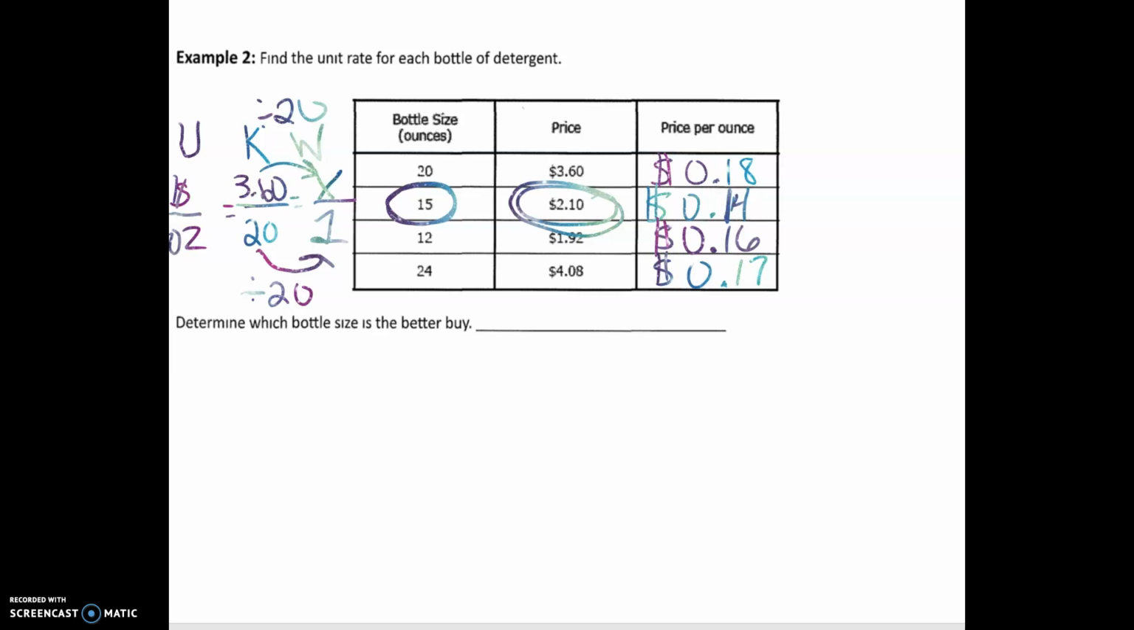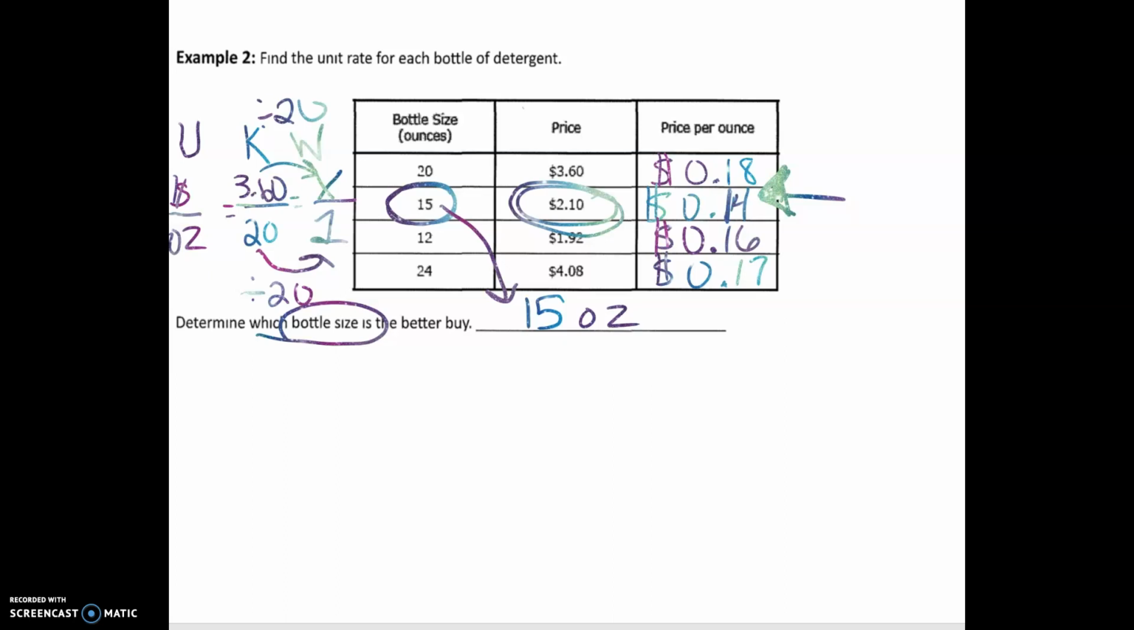So now the question asks at the bottom, well, technically it's a sentence. It says, determine which bottle size is the better buy. So earlier we were talking about how the better buy is actually the cheapest one per one, so per ounce. And if you look up here, we have 18 cents, 14 cents, 16, and 17 per ounce. So the better buy is going to be the one where it's 14 cents per ounce. And so when it asks about bottle size, the answer would be the 15-ounce bottle size would be the better buy because it's cheaper per one.